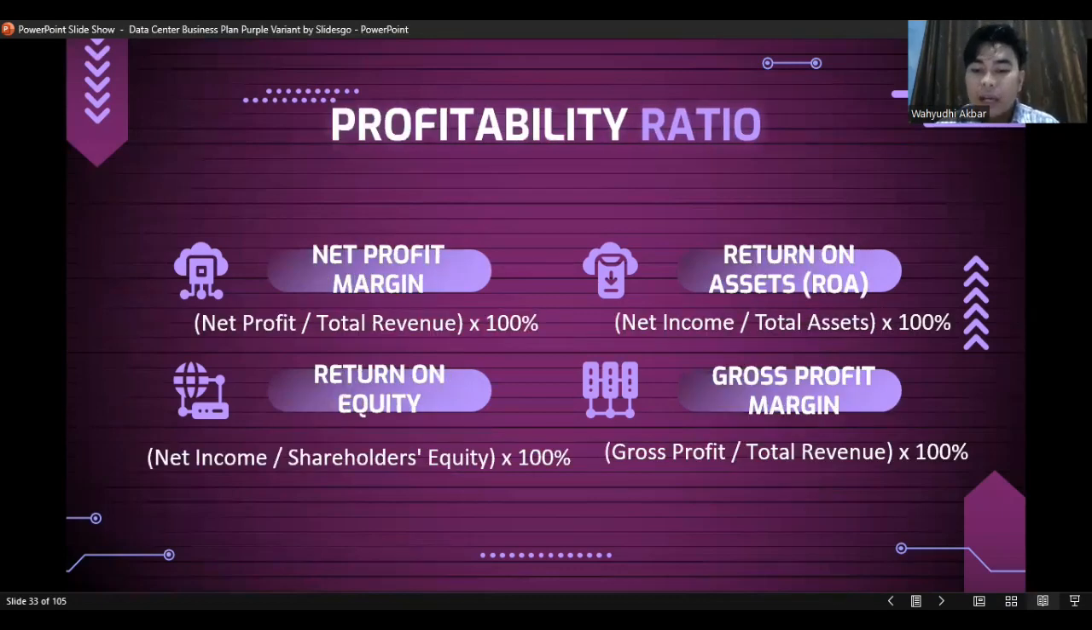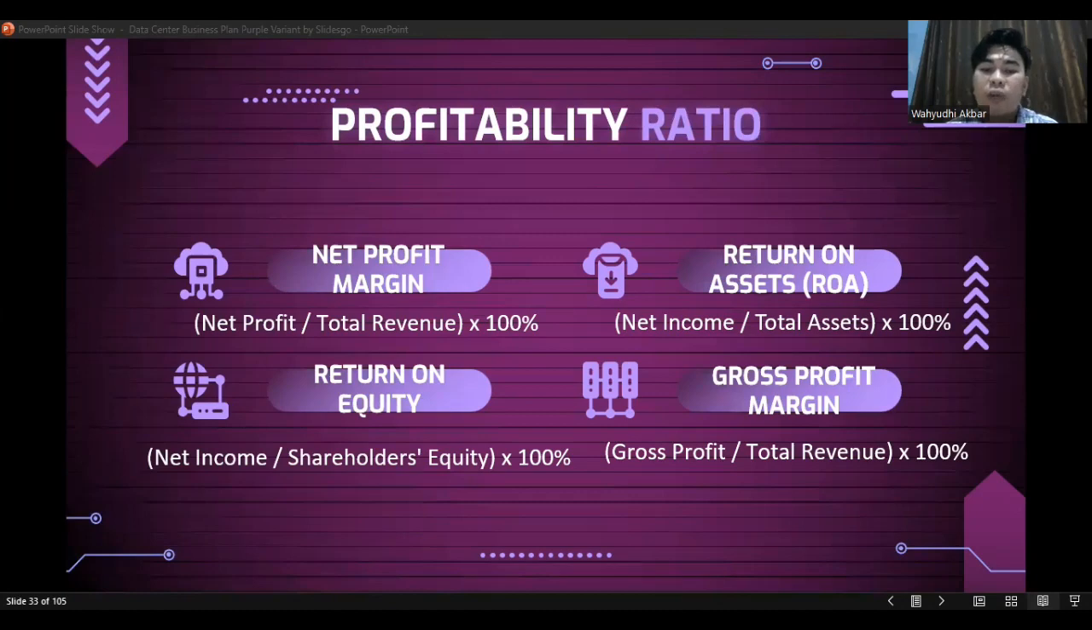The next one we have profitability ratio. Financial ratios are important tools used to analyze the financial performance of a company. One type of financial ratio is a profitability ratio, which measures the extent to which a company generates profits or gains. There are several commonly used profitability ratios, and here are some of the formulas.